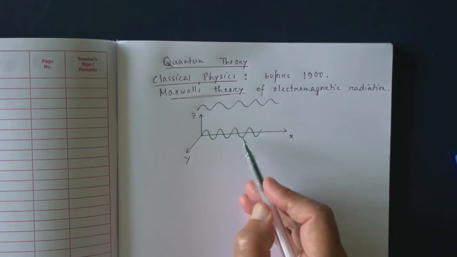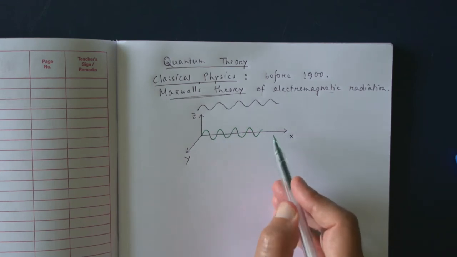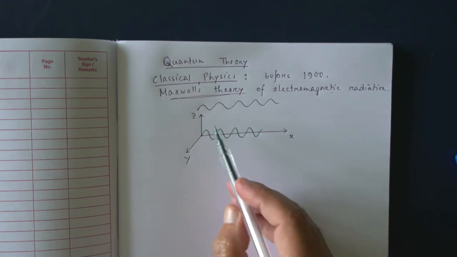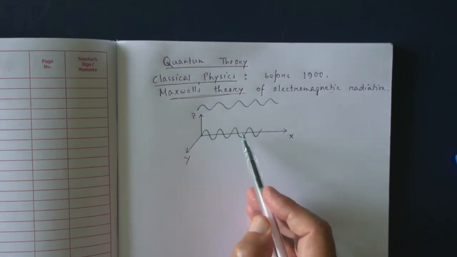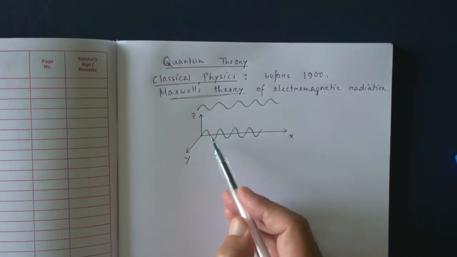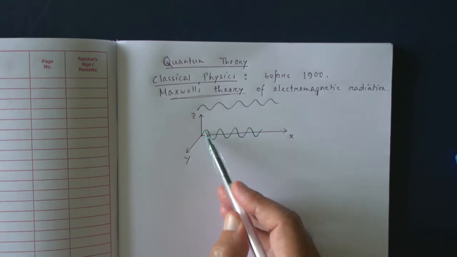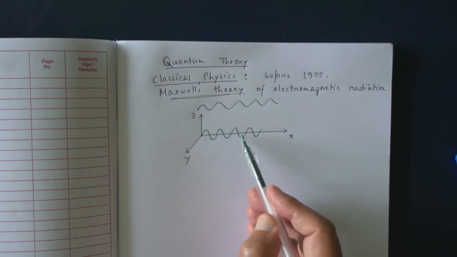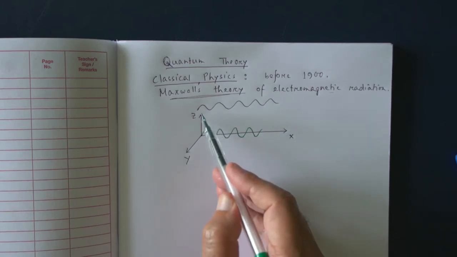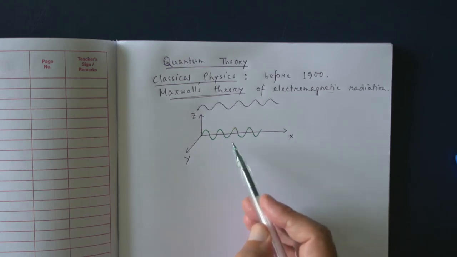So this wave is in, say, the zx plane. This is the zx plane. So this wave, this is say the electromagnetic component. This is say the electric field component, and this is in the zx plane.